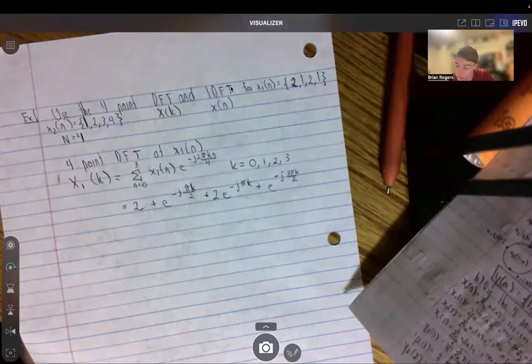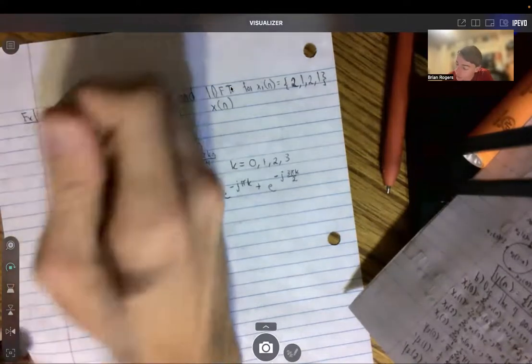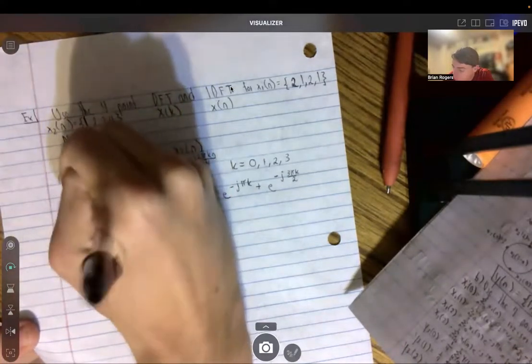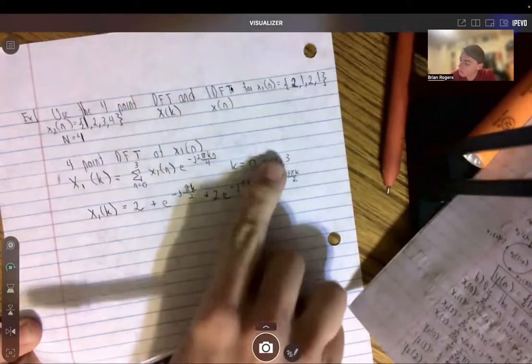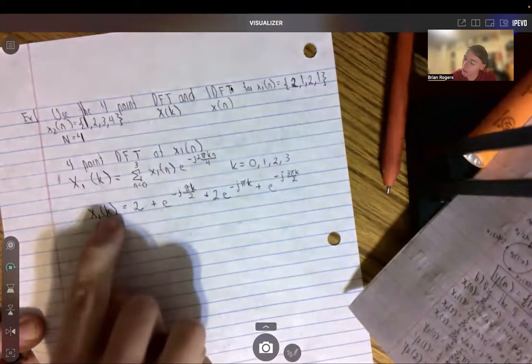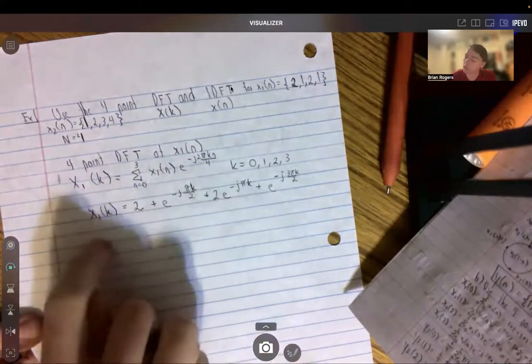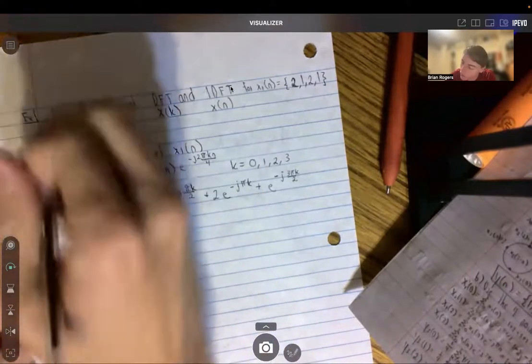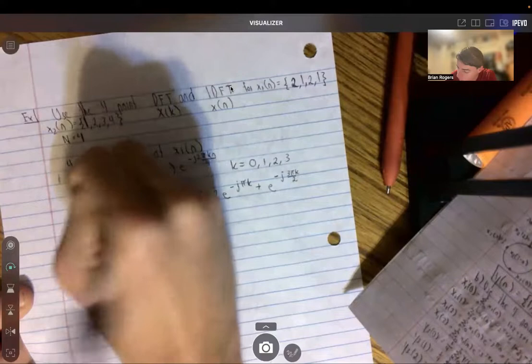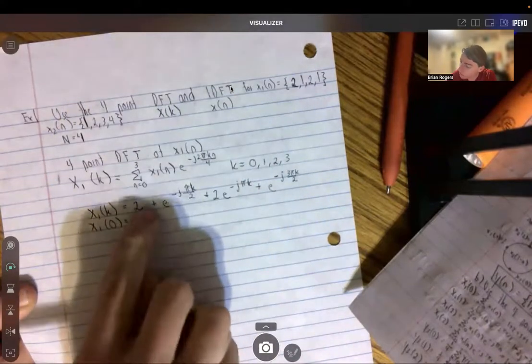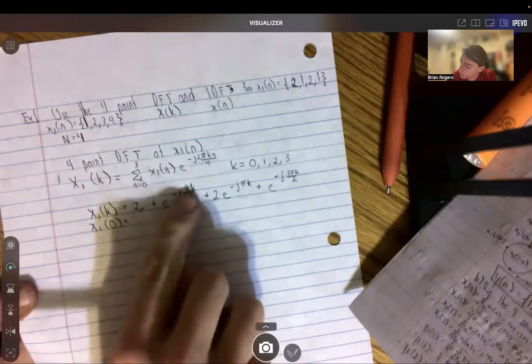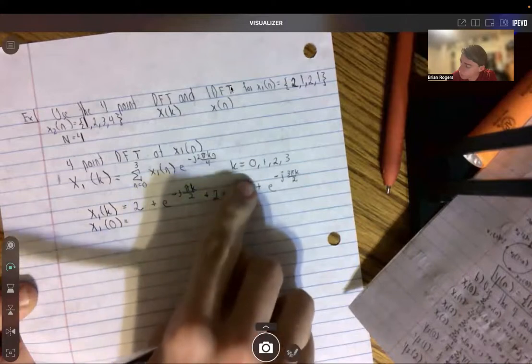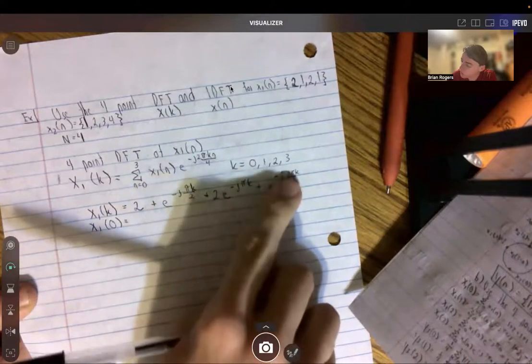This is our X1 of k, but remember, k runs from 0 to 3, so we need to plug in k equals 0, k equals 1, k equals 2, and see what we get as our result. So X1 of 0 is going to give us 2 plus e to the 0, which is 1, plus 2 e to the 0, which is 1, plus e to the 0, which is 1.